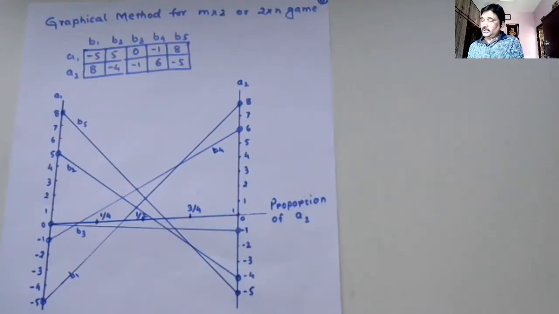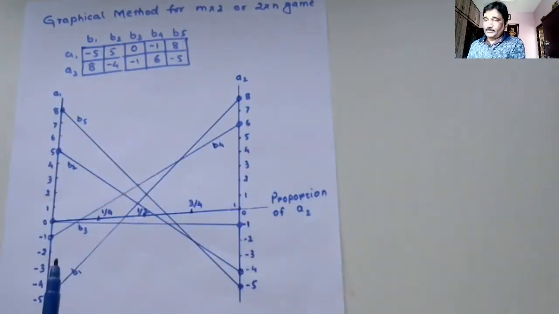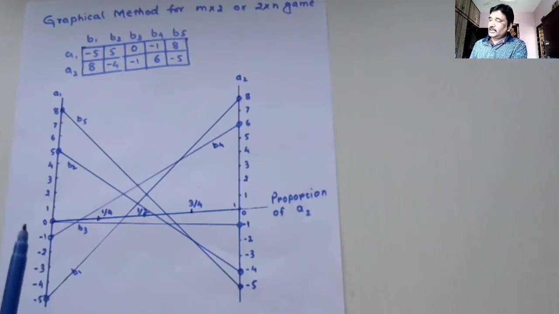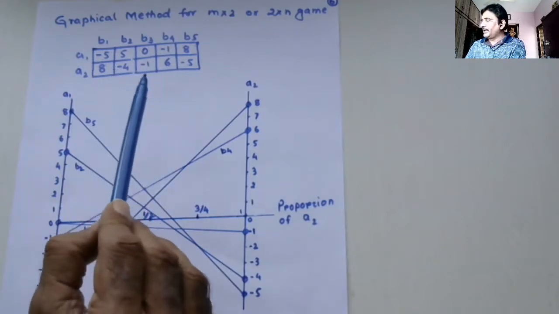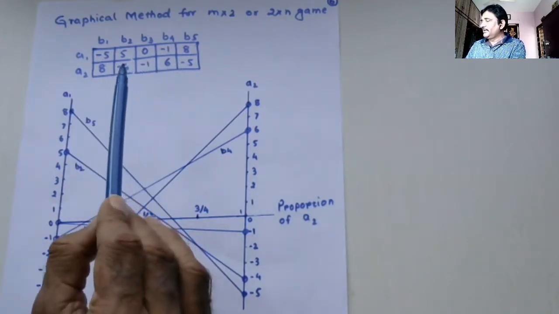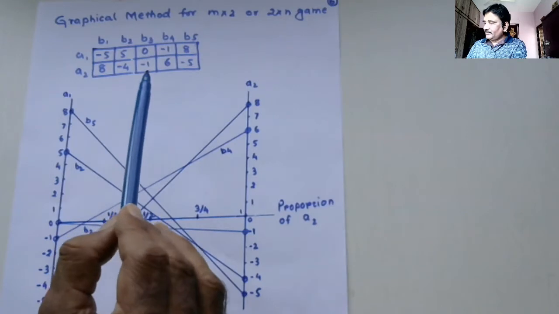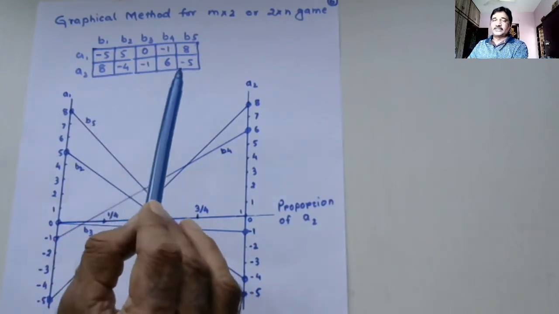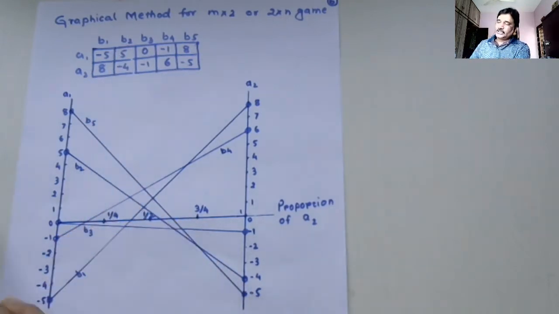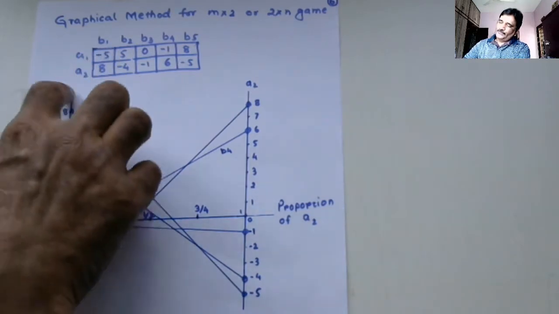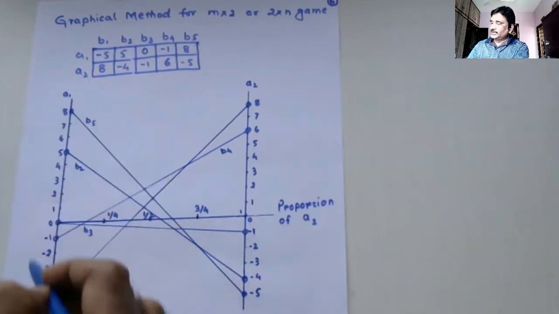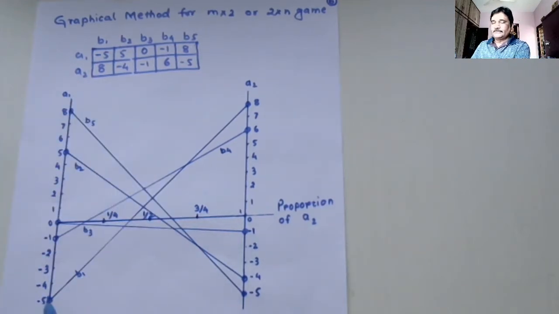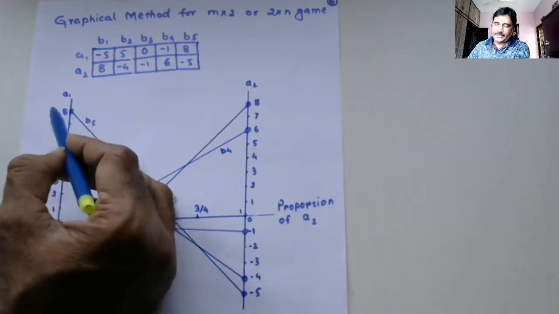Now, by seeing the minimum and maximum extent of the gain to player A or loss to player B, in short, you have to find the minimum and maximum value. The minimum value is -5 in this matrix and the maximum value is 8. So what you do, you mark this line, you scale this line from the minimum of -5 to the maximum of 8.